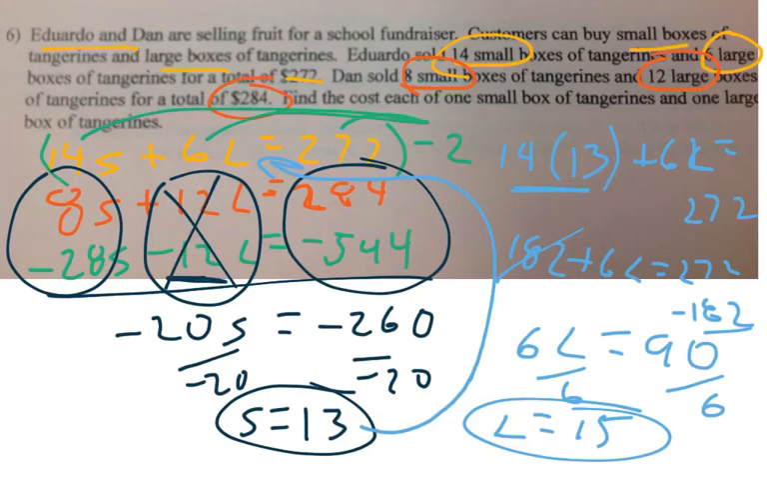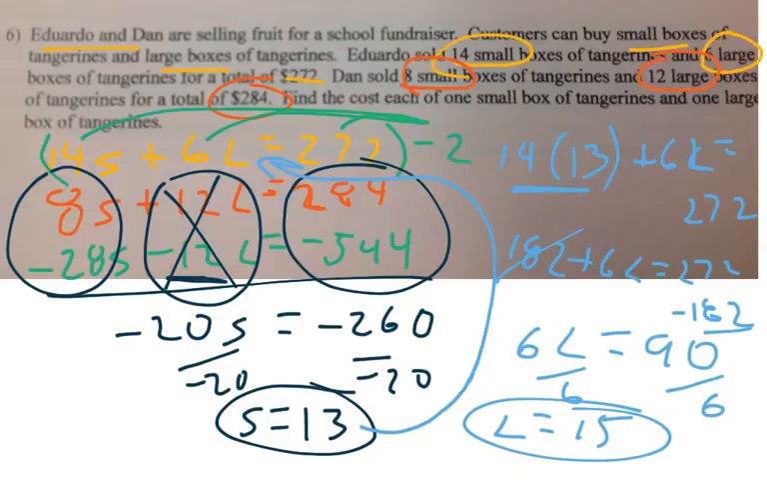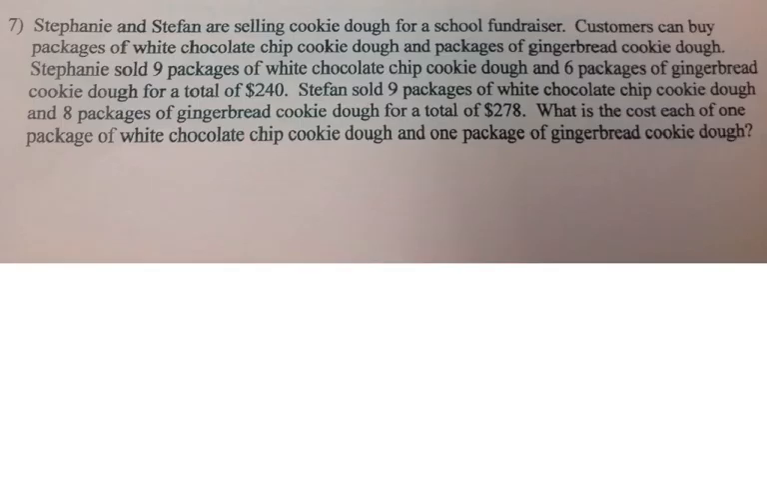The one thing I didn't show you in class today, guys, is don't forget, let's use Desmos to see if it makes sense. If you look right here, guys, here is my graph where they intersect. See how they intersect at 13, 15, which is exactly what I got in my answer. So pause the video if you need to. Let's do one more, guys. Number 7. So here we go.